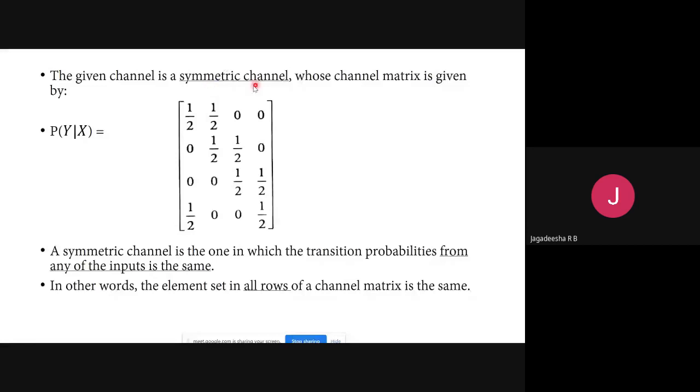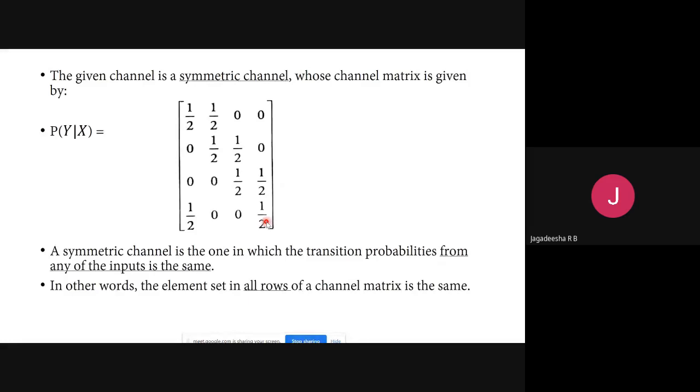By seeing this, you can define what a symmetric channel is. But I have given here a theoretical definition of a symmetric channel. A symmetric channel is one in which the transition probabilities from any of the inputs are the same. This is what we have witnessed in the previous slide. The transition probability from, for example, x1 to y1 or y2, from x2 to y2 or y3, from the third input x3 to any of those outputs, from x4 to any of those outputs, they all are the same. It's half in this case.